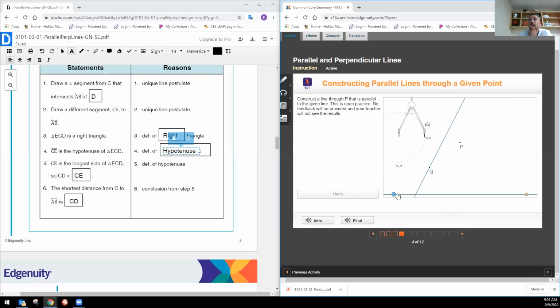Okay, so this is just doing the same thing. You could quickly do it, get a little bit extra practice in on it, just to make sure that you understand what's really going on here. Pretty easy, guys. Congruent corresponding angles are used to construct parallel lines.